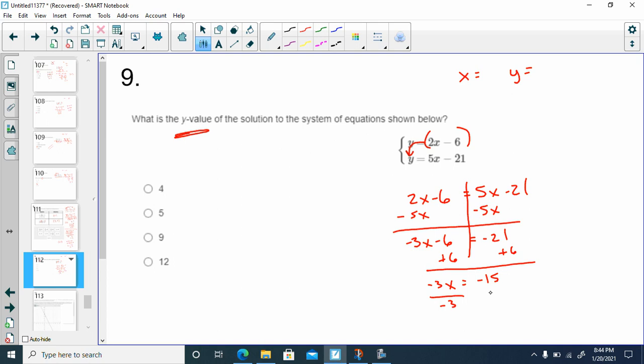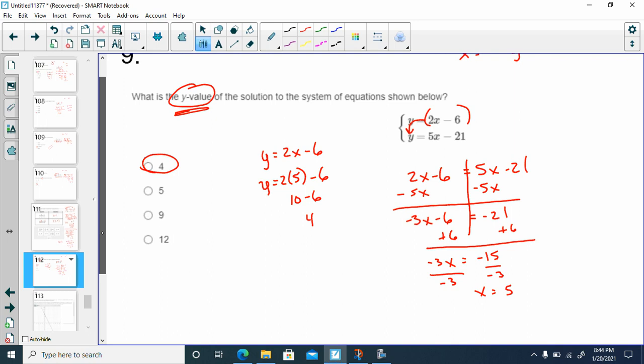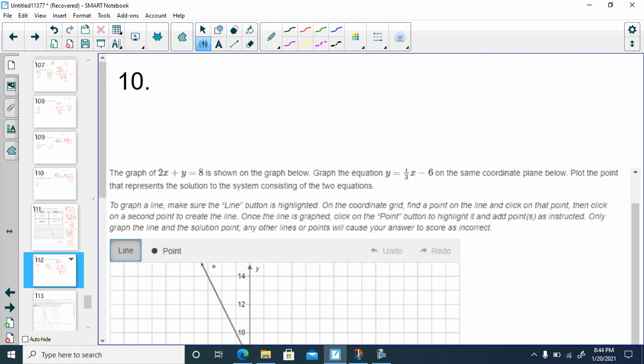Divide both sides by negative 3. And x is equal to 5. Okay, we got x, but I need y, don't I? Let's plug it in for one of these. y is equal to 2x minus 6. So y is equal to 2 times 5 minus 6. 10 minus 6, which is 4. There's your y. Remember, the trick is you think you got it when you got the x, but they ask you for the y value, right? Okay. Let's look at this one.